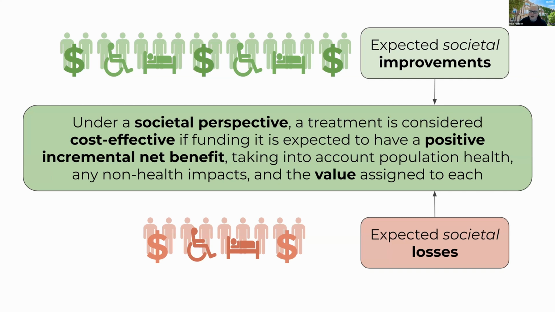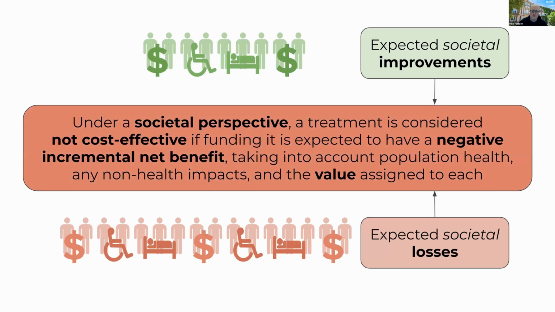We need to accept that we would no longer be making recommendations that maximize population health, but instead health would be explicitly traded off against other things of value. And so the objective would no longer be to improve health outcomes, it would be to improve societal outcomes. It might result in CADTH recommending a course of action that does not actually provide better health outcomes, but it does provide other societal benefits. And the flip side, under a societal perspective, is that if those expected societal losses are greater than the societal improvements, well, then it would be considered not cost effective. It would have a negative incremental net benefit.